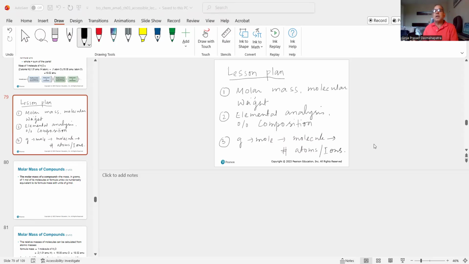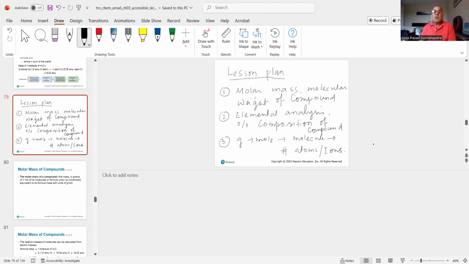In this video, we have the lesson plan as follows. We will be discussing the molar mass and molecular weight of compounds. We will also talk about elemental analysis as well as percentage composition for compounds. And lastly, we'll be talking about converting the mass of a compound to moles, to molecules, and molecules to atoms.